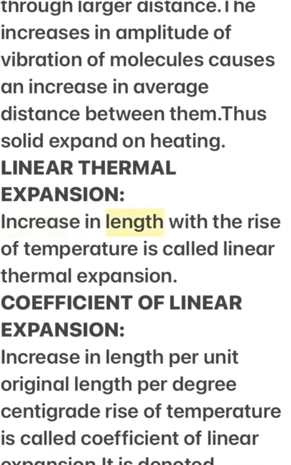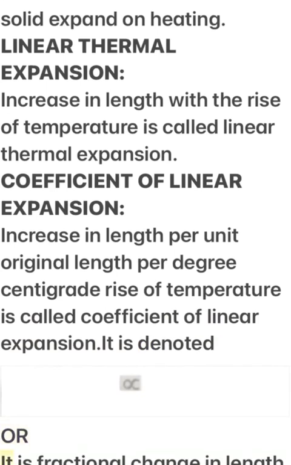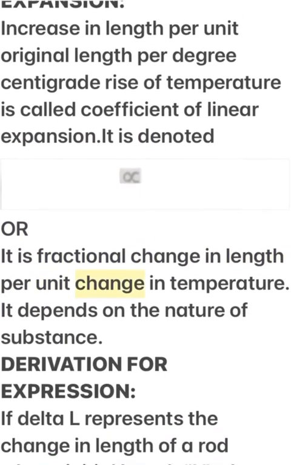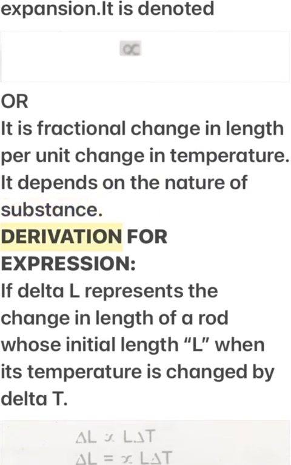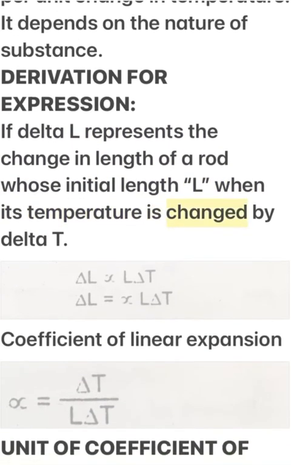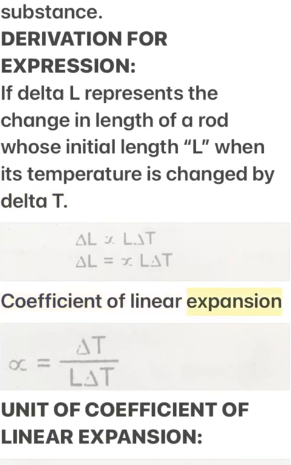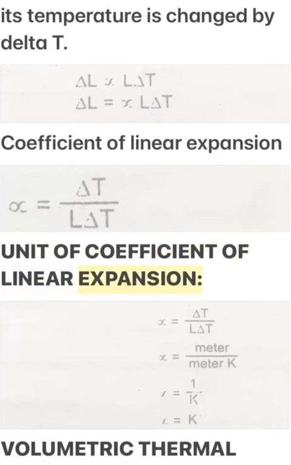Linear thermal expansion. Increase in length with the rise of temperature is called linear thermal expansion. Coefficient of linear expansion: increase in length per unit original length per degree centigrade rise of temperature is called the coefficient of linear expansion. It is denoted by alpha, or it is the fractional change in length per unit change in temperature. It depends on the nature of the substance. Derivation for expression: if delta L represents the change in length of a rod whose initial length is L when its temperature is changed by delta T, then alpha is the coefficient of linear expansion. Unit of coefficient of linear expansion.